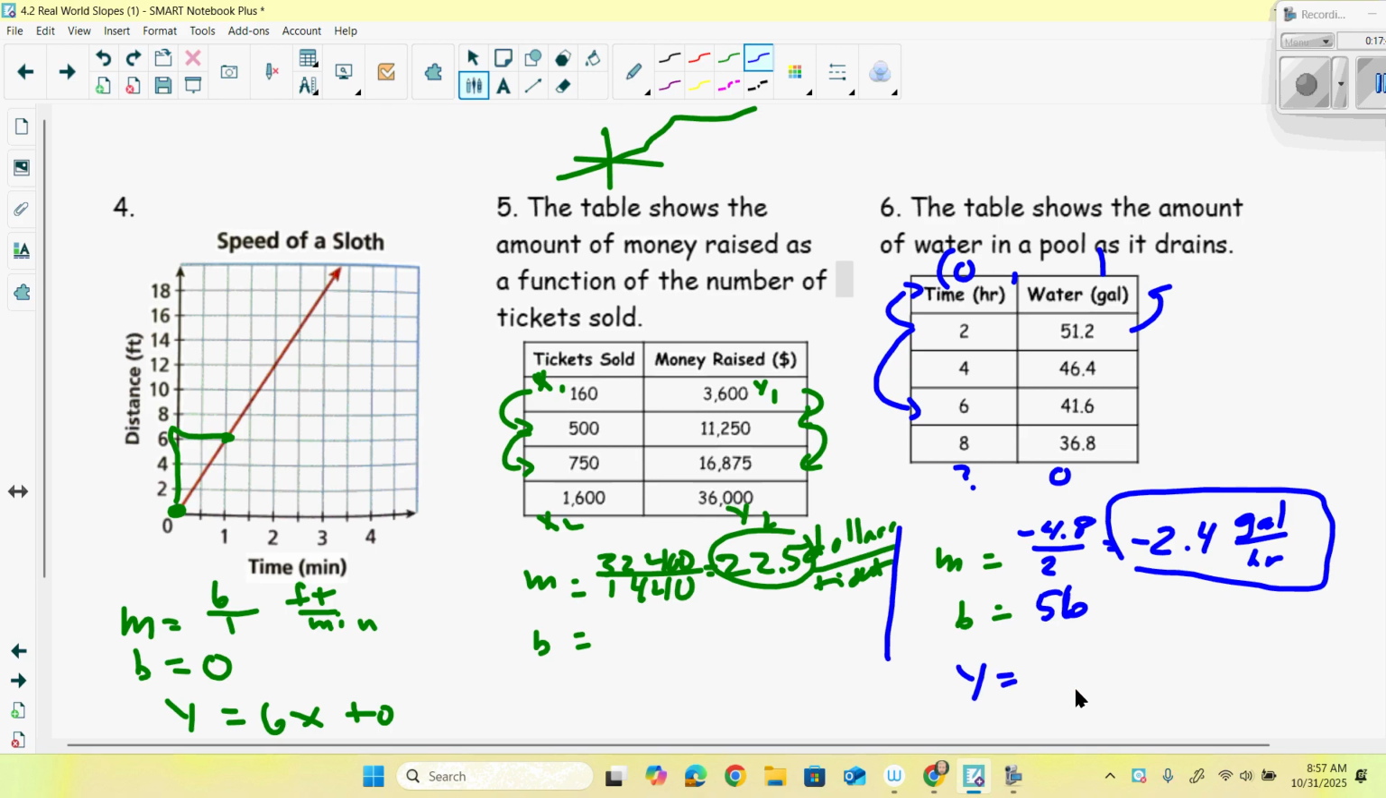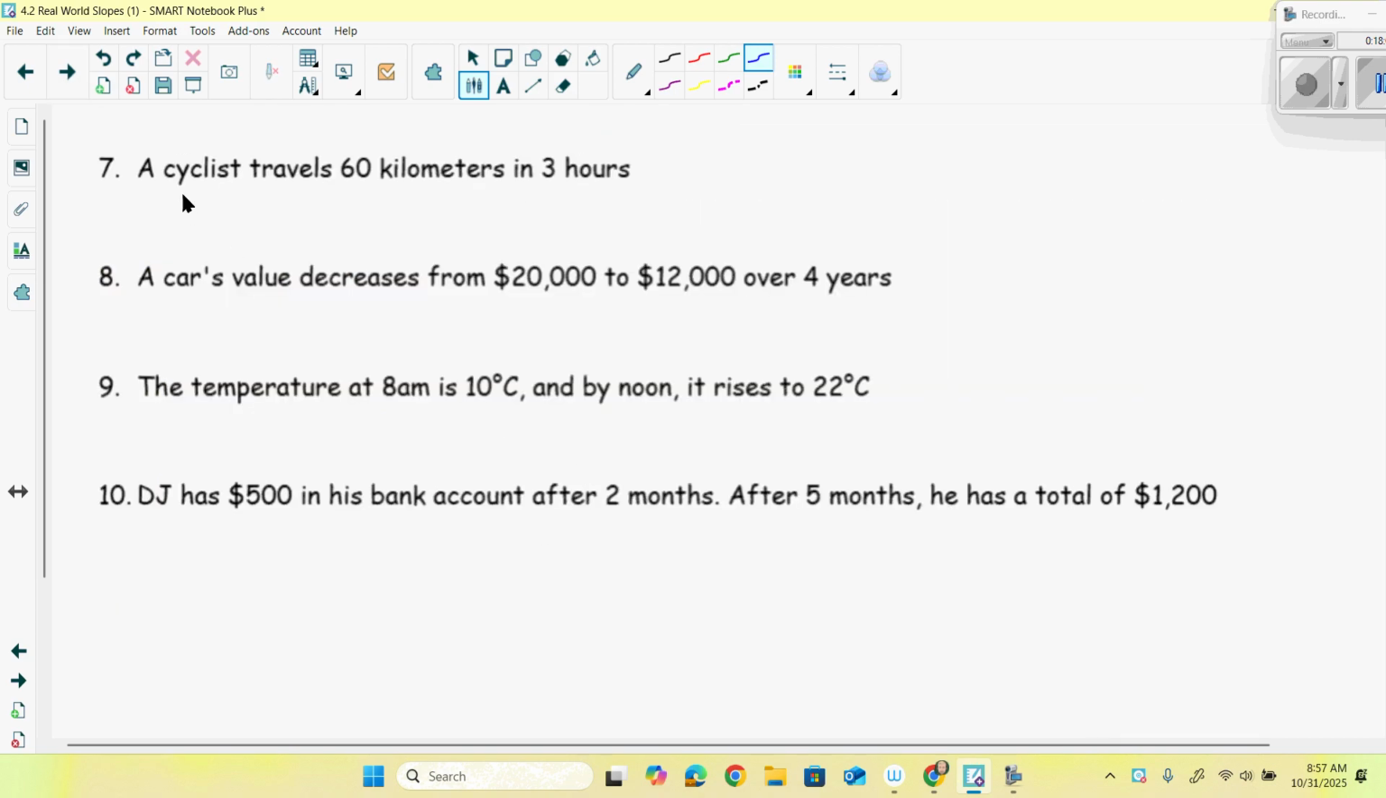I'm going to go ahead and write the equation then. Negative 2.4x plus 56. If I wanted to find out what the starting value was, it's the value of y when x is 0. If I plugged in the 0 there, I'd get a y of 56. That's my y-intercept, my starting amount or initial amount. It's losing 2.4 gallons every hour, even though I've been keeping track every 2 hours, losing 4.8. All right, trying to move along here.